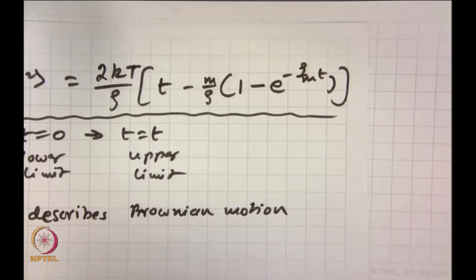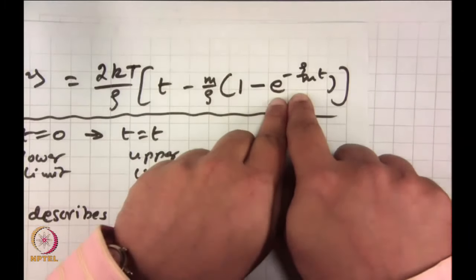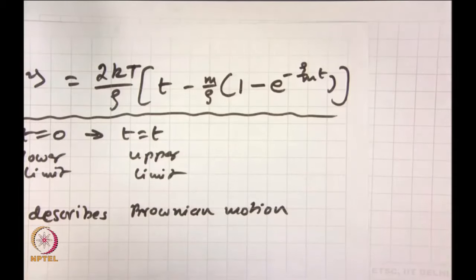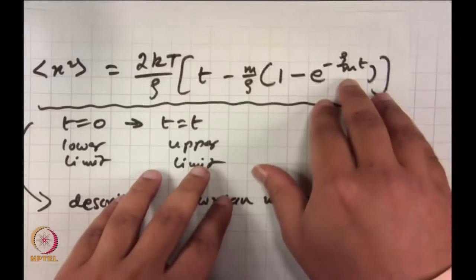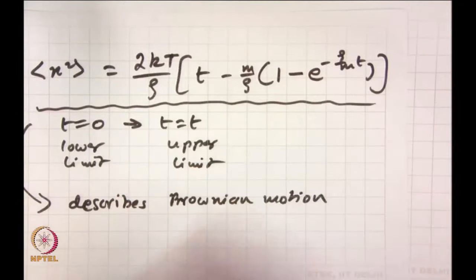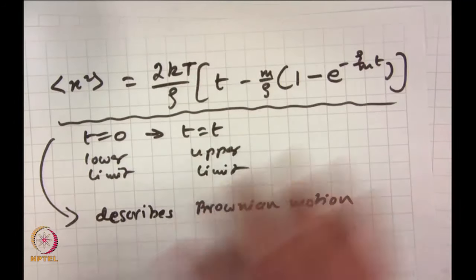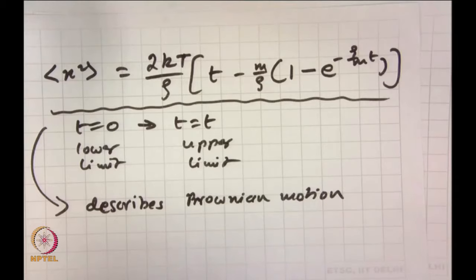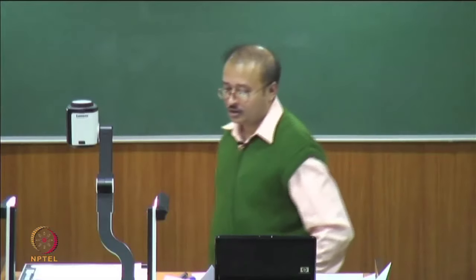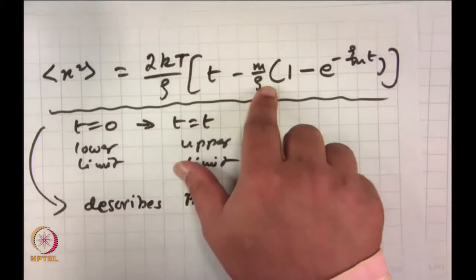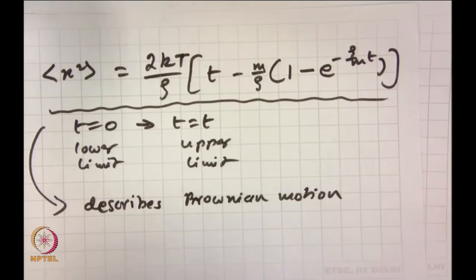If t is much greater than m by xi, then this term goes to 0. Then what am I left with? This is gone, right. So, what will we have? t minus m by xi. But we have already said that t is much greater than m by xi, so t minus m by xi would be almost equal to t.